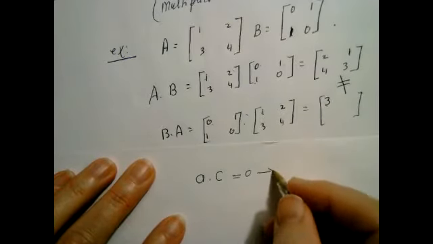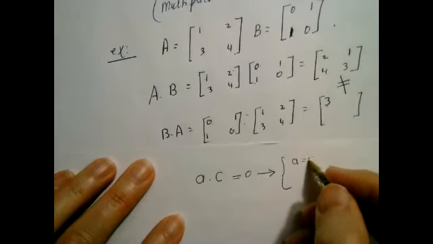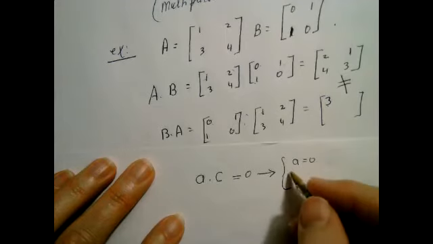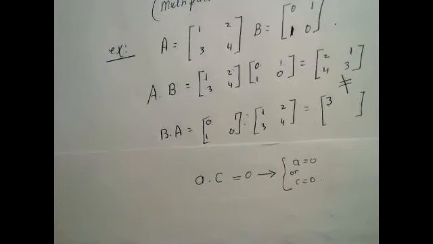How can this happen? Numbers, regular numbers. If you multiply them, you get 0. What can you say in this case? How can the product of two numbers be 0? Either this is 0 or C is 0. There is no other way out. So when you multiply two numbers, the only way that could be 0 is if one of them is 0.